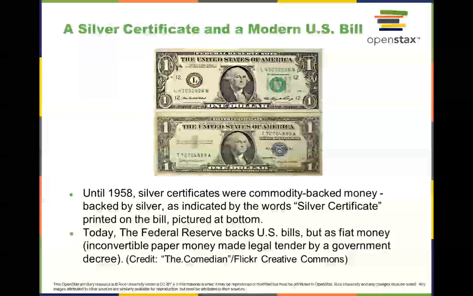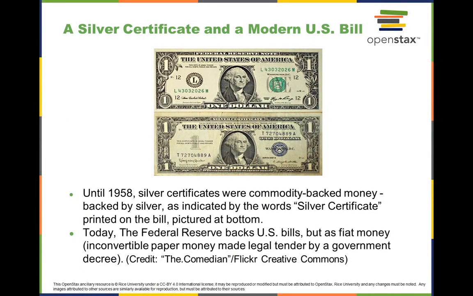So today we use fiat money, but this picture here is comparing the fiat money that we use today to an old commodity system that we had partially in the past. Until 1958, these dollar bills were issued, and if you look closely, you can see that it says silver certificate. That means this is backed actually by silver. So that system doesn't exist anymore.